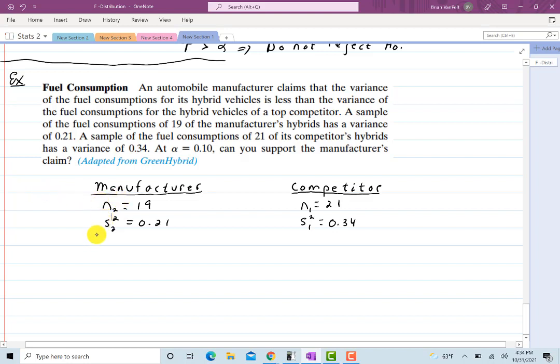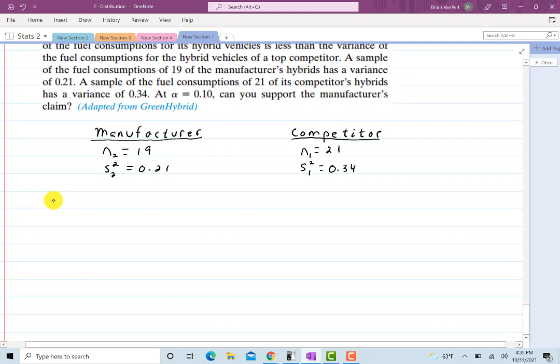All right, so the manufacturer is claiming that theirs is less than the competitor's. So let's take a look and see what this looks like. H naught, HA. They are claiming that sigma 2 squared is less than sigma 1 squared. So sigma 1 squared is greater than sigma 2 squared. This is why you've got to get the 1 and the 2 correct at the beginning. Now, you reverse the inequality and include an equals under it for H naught.